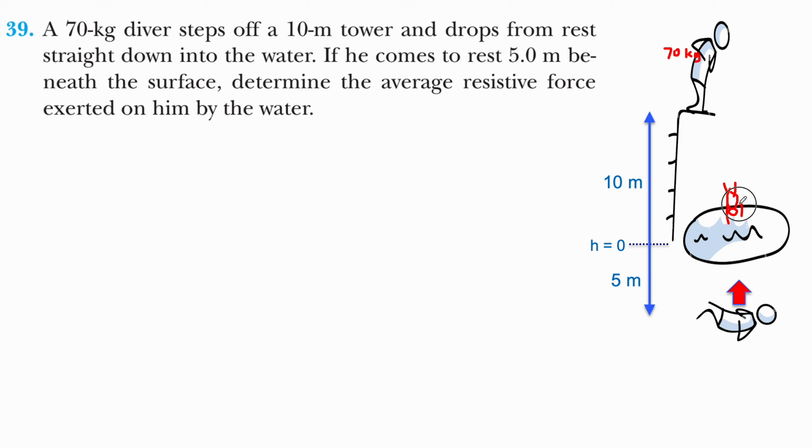It turns out you could do it all in one step, but I sort of want to break this into two parts so you can see it a little bit better. Arbitrarily, I'm going to define the height of the water as h equals 0. That means initial height is going to be 10 meters, and final height, interestingly enough, is actually negative 5 meters below the water surface. So the height is going to be negative 5.